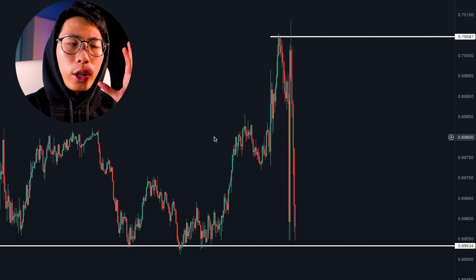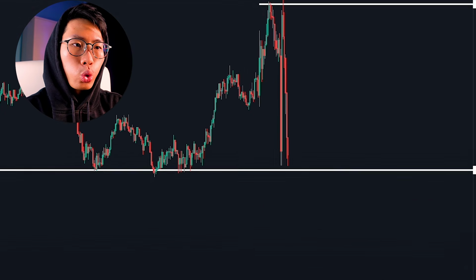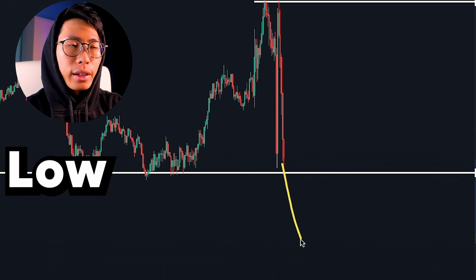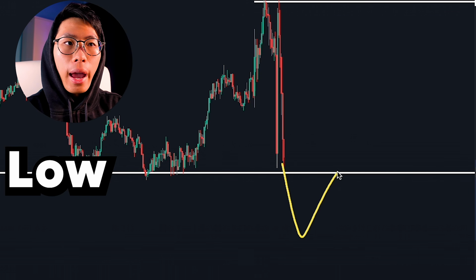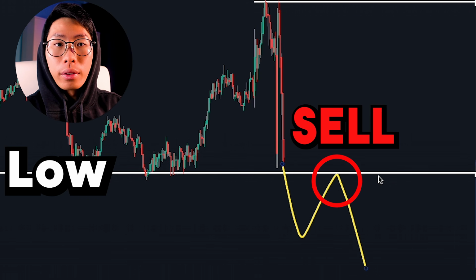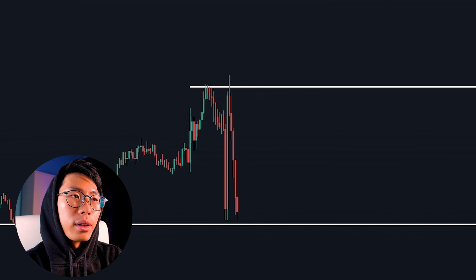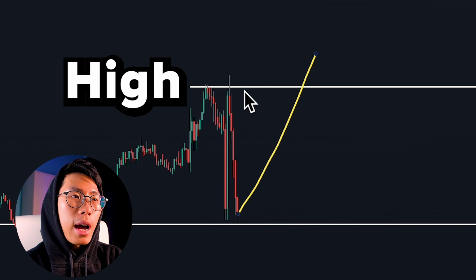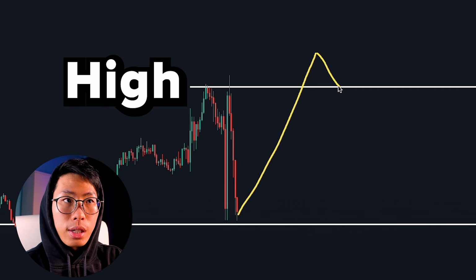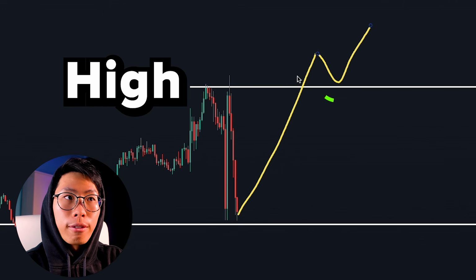So right now, what you want to do is wait for price to break through the previous higher low and then come back up to retest it and then go back down, and that is when you enter for a sell. Or if you want to enter for a buy, you have to wait for price to break the previous high, which is this high right here, come back down to retest it and then go back up. Then this is when you enter for a buy.